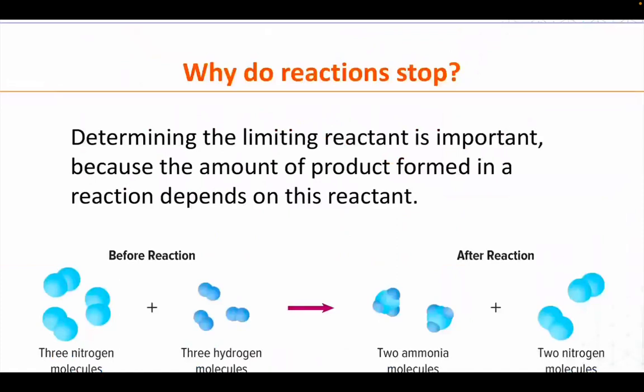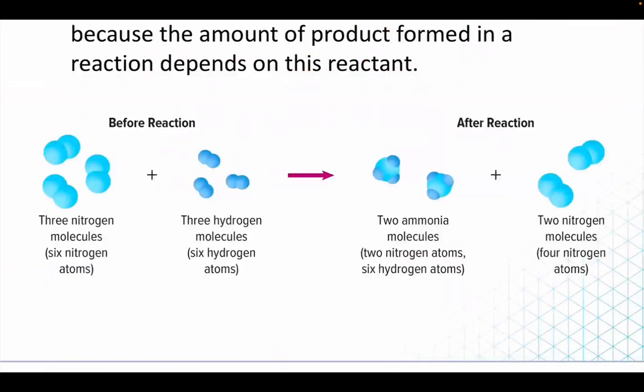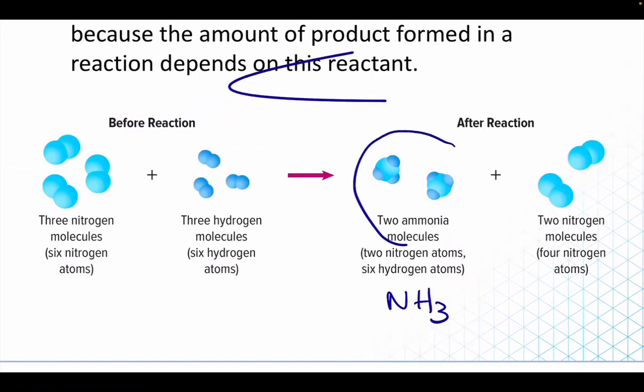So this is now looking at it in terms of a reaction. Here we have nitrogen and hydrogen reacting to form ammonia. They were able to form 2 of these molecules, and then there was leftover nitrogen.